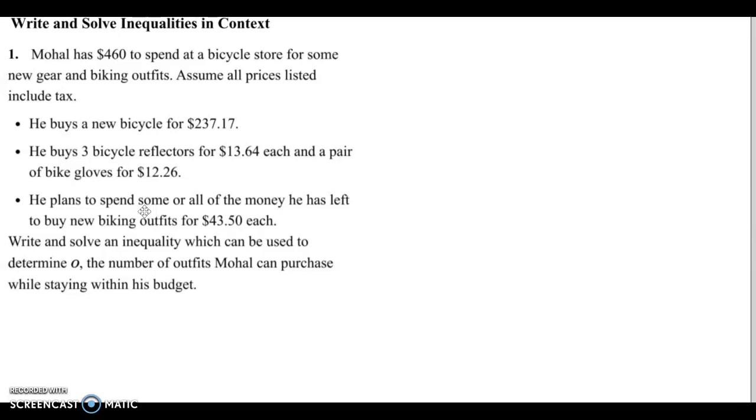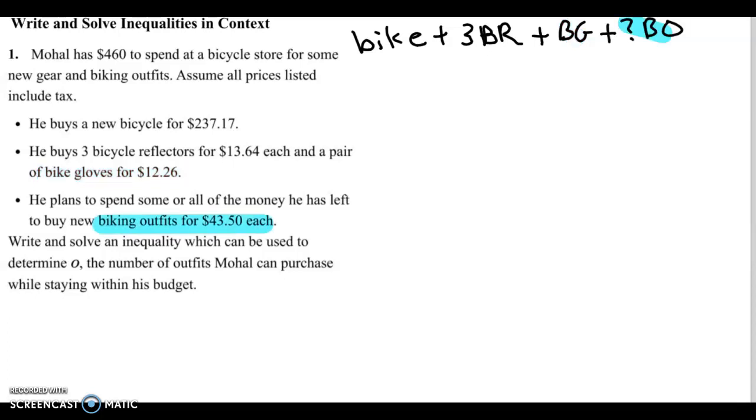Okay, so basically you'll add up all the stuff he's going to buy, and it would have to be either less or equal to $460. So what I did is I wrote out each thing. First, I start with the bike, 3 bike reflectors, the biking gloves, and the biking outfits. Now, I don't know how many he's going to buy, so I put a question mark there. And all that would have to be less than or equal to $460.